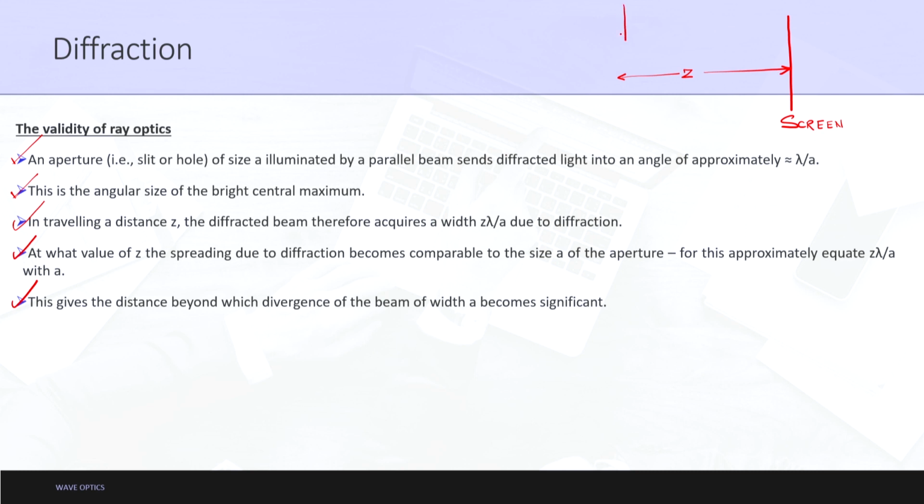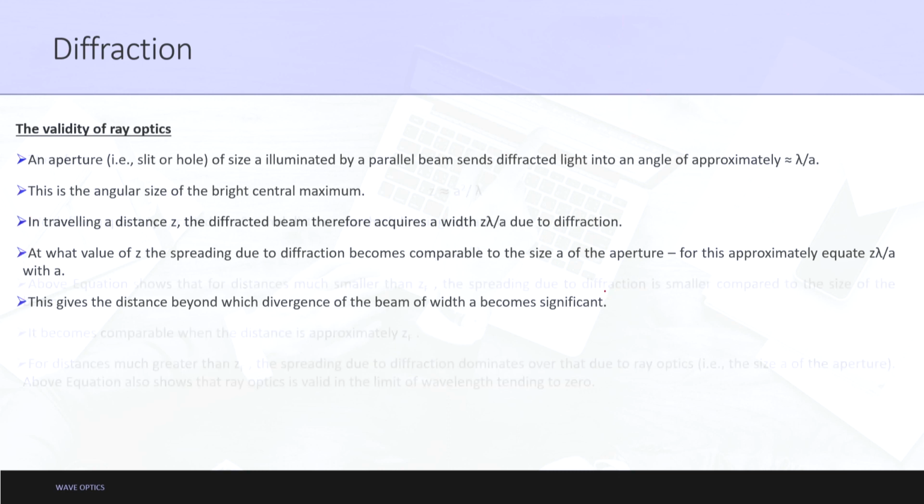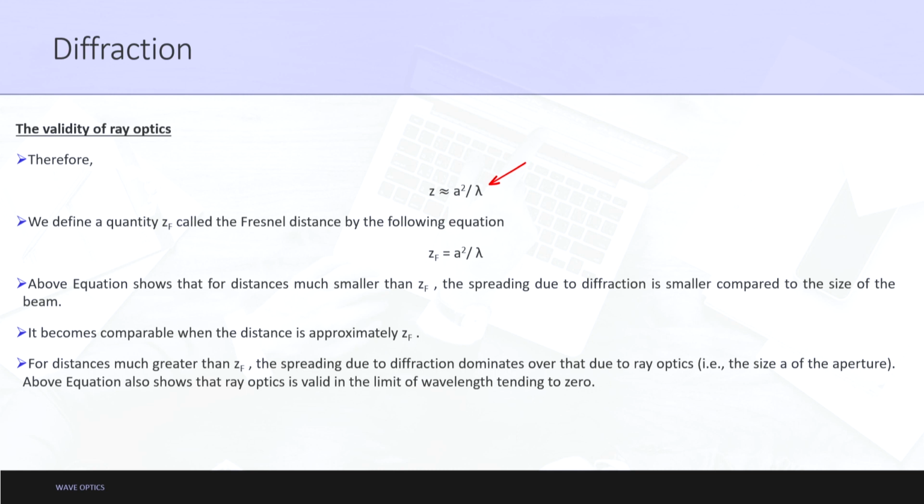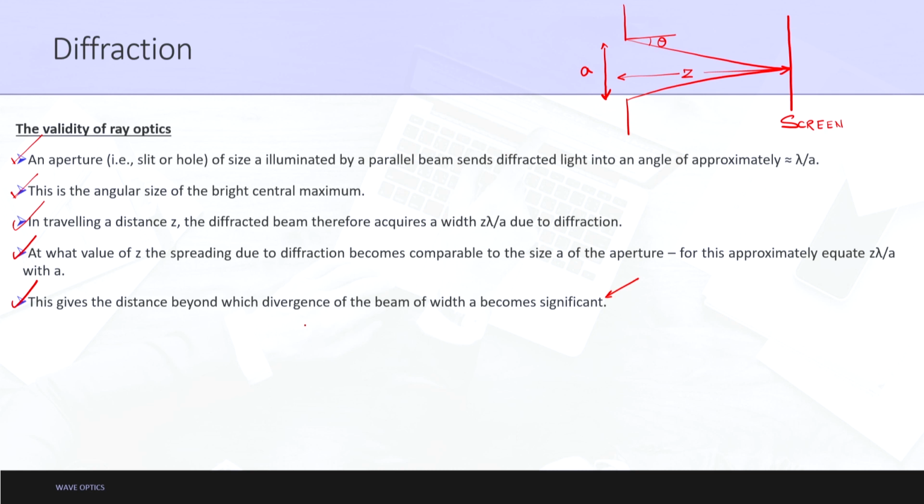Now if a slit is formed here, let us say it has a width A, and we are comparing it at some angle theta. So this is the distance z and this is the width being talked about here. This gives the distance beyond which divergence of the beam of width A becomes significant. We are just calculating a distance z, which is approximately equal to A square by lambda. At this distance, the divergence of the beam of width A becomes significant, and we can actually see the diffraction pattern occurring.